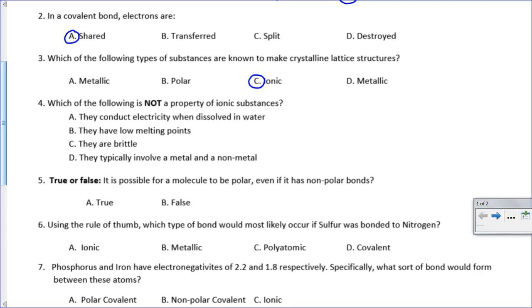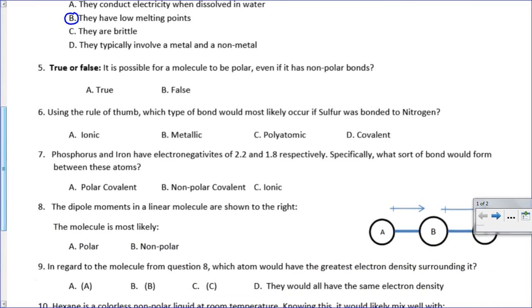Speaking of which, number 4 says, which of the following is not a property of an ionic substance? The answer here is that they have low melting points. They have high melting points, all right? So the rest of these things are true for ionic compounds. Ionic compounds do conduct electricity when they dissolve in water. Also, they dissolve in water mostly. They're brittle, all right? And they involve a metal and a nonmetal.